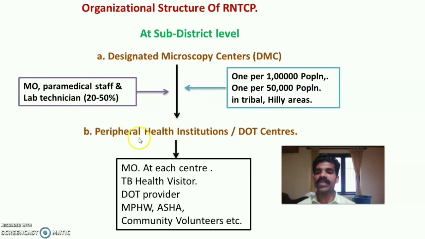Then the second organization is the peripheral health institution or DOT centers. That is nothing but sub-centers and primary health centers, also known as DOT centers. It is headed by a medical officer, TB health visitor, DOT provider, multi-purpose health worker, ASHA worker and community volunteers. So at the sub-district level, we have two organization structures to implement the RNTCP program, such as designated microscopy centers and peripheral health institutions or DOT centers.